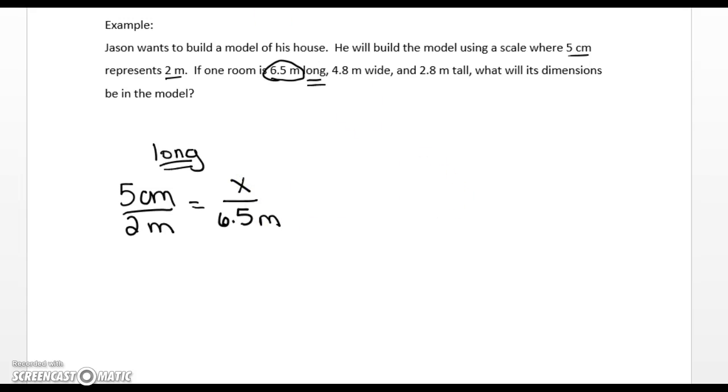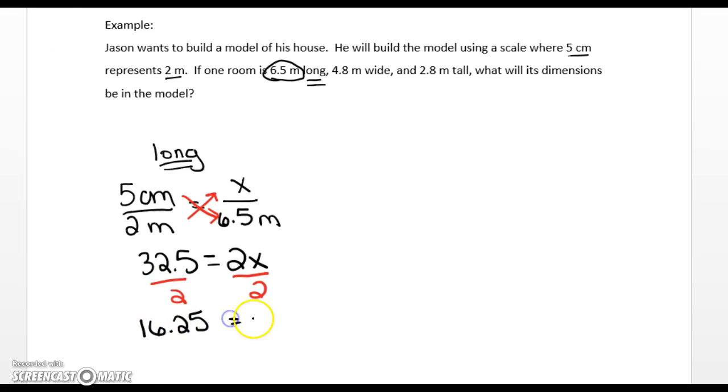So now we have two fractions that are equal to one another, which means that we can use cross multiplication to solve. So you'll multiply your first set of numbers. So you have 5 times 6.5, which will give you 32.5. And that's equal to 2 times x. Then we're trying to solve here for x. We're going to divide by 2 on each side. So we find that we would get 16.25 is equal to x.